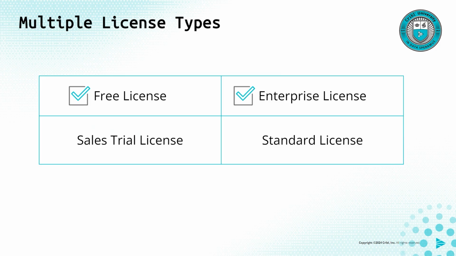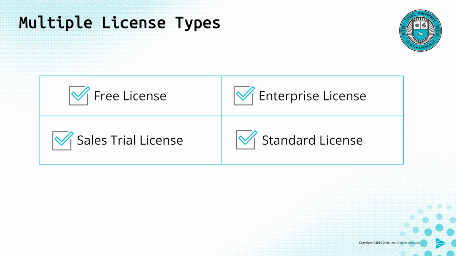Although this module only focuses on free and enterprise license types, at some point you may have come across a standard license or a sales trial license. A standard license is available for purchase, but when compared to an enterprise license, it offers a cost discount in exchange for some limitations. A sales trial license is used during a proof of concept or a pilot when requirements go beyond those afforded by the free license.